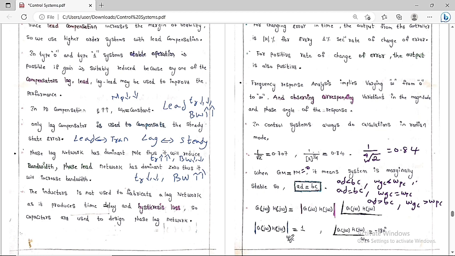I have already told you the gain crossover frequency is the frequency at which the magnitude of the open loop transfer function is equal to 1, and the phase crossover frequency is the frequency at which the phase angle of the open loop transfer function is equal to minus 180 degrees. I have told you this so many times. So listen carefully. The gain crossover frequency is the frequency at which the magnitude of the open loop transfer function is equal to 1, whereas the phase crossover frequency is the frequency at which the phase angle of the open loop transfer function is equal to minus 180 degrees. So these things you always have to keep in mind.